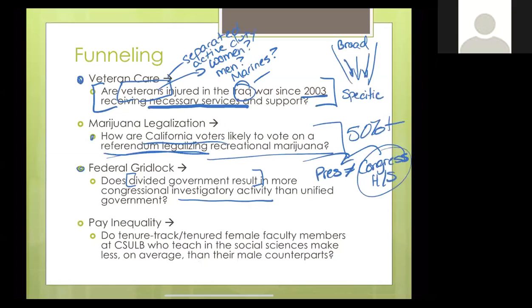So these are the type of things that we can hone in on, because now we can focus on, well, how do we measure investigatory activity, right? How do we define that? Because there should be a clear way for us to do it, and that'll help us define our research design.